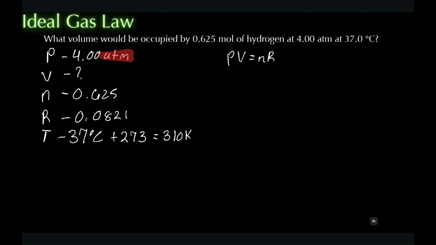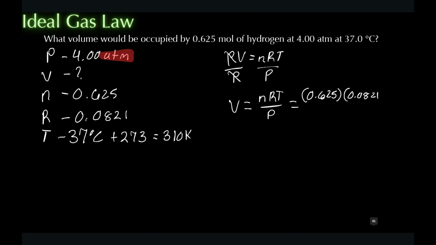We first need to rearrange our equation to solve for the volume. In order to do this, we will divide both sides by the pressure. This will cause the pressure to be cancelled out on the left side. This now makes our equation V is equal to nRT divided by P. We will plug in the values for each of these variables. This allows us to get 0.625 multiplied by 0.0821 multiplied by 310, all divided by 4.00. When we plug this into the calculator, we will get a volume of 3.98 liters of hydrogen.